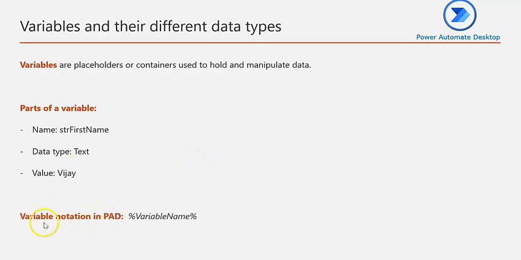In this example, the variable notation in Power Automate Desktop, we already saw it during the display message, where a variable name is prefixed with a percent symbol and suffixed with a percent symbol. This is the variable notation in Power Automate Desktop. And in this particular example at the top, str first name, prefixed and suffixed by the percent sign, is the variable.